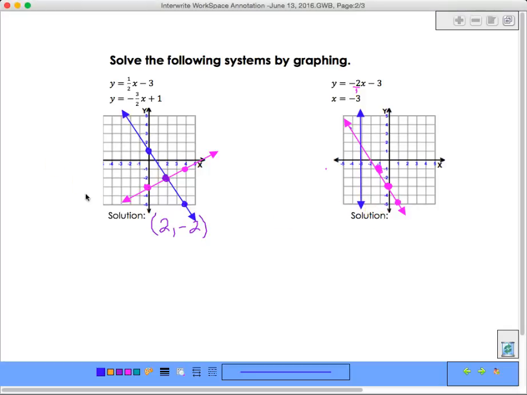Okay. Then our point of intersection is right here at negative 3, 2. So our solution is negative 3, 2. All right, let's look at one more.